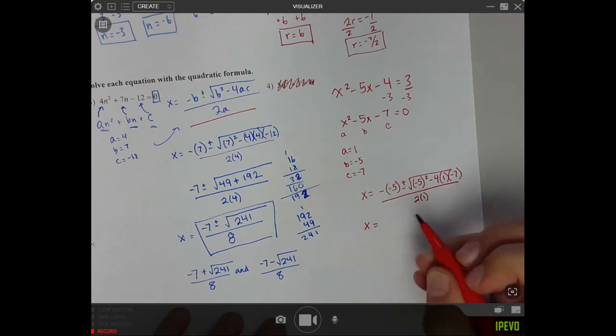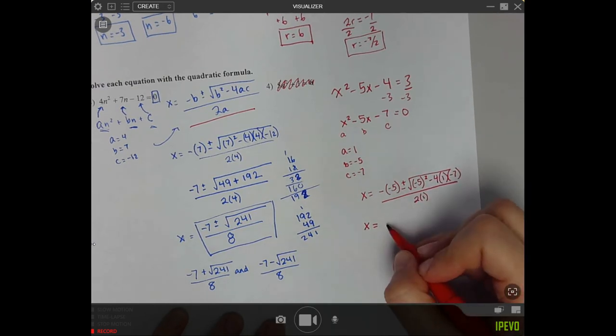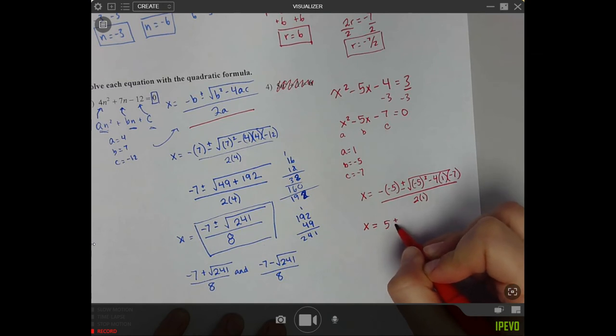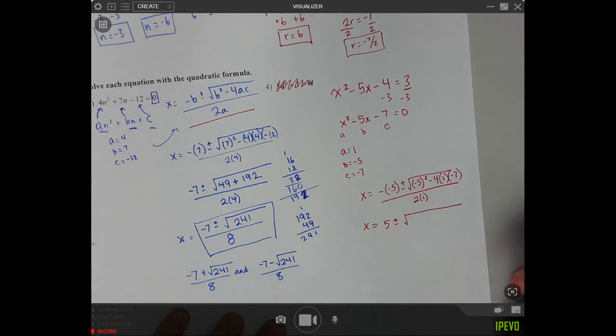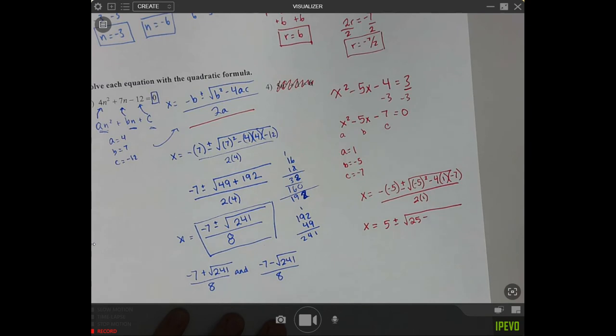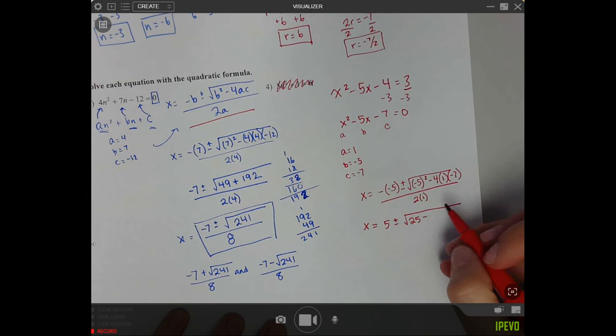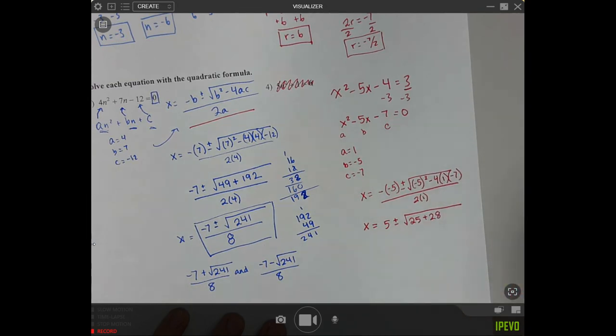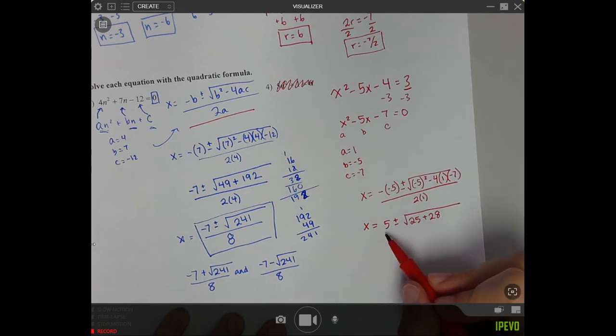Sweet. We're going to keep going, just simplify it a little bit more. So then x equals negative negative 5, so that's positive 5, plus or minus the square root of negative 5 squared, which is going to be 25. Remember, if the negative is inside the parentheses when we square it, it's a negative times a negative, which is a positive. Minus 4 times 1 is 4. 4 times 7 is 28. And so we have 2 negatives here, so it's going to be plus a positive 28, all over 2 times 1.